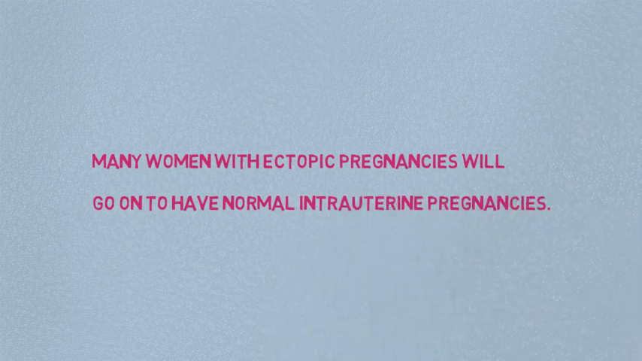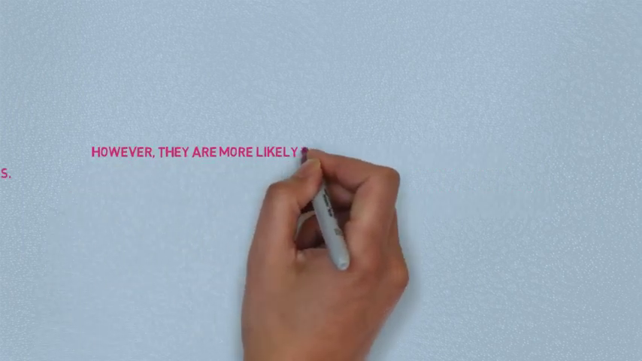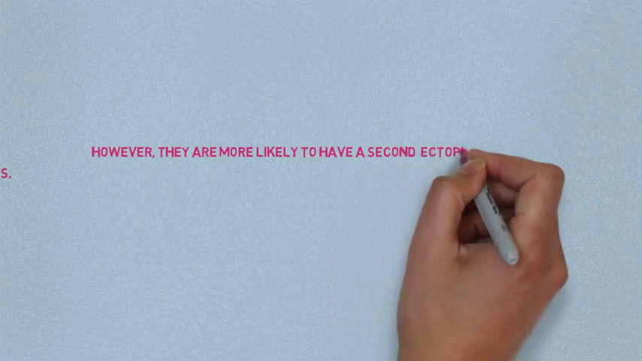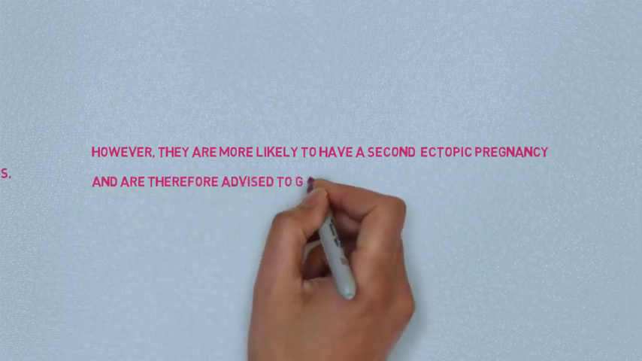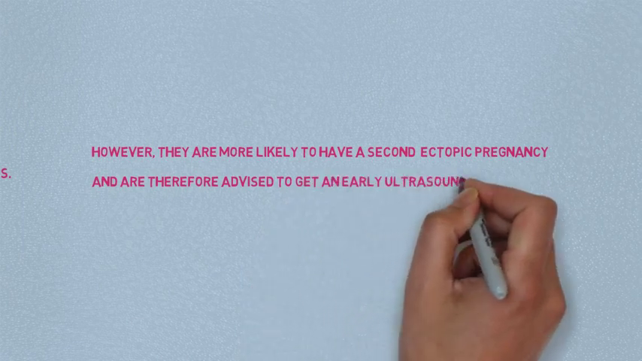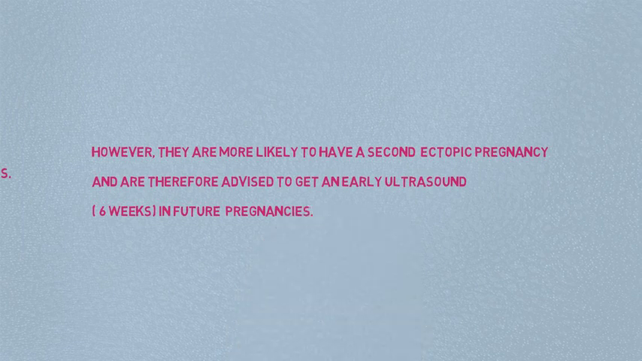It's important to reassure the women that they can go on to have normal intrauterine pregnancies. However, they are at risk of a second ectopic pregnancy, as having one ectopic pregnancy is a risk factor for having another one, and therefore advise them to get early ultrasound scans in future pregnancies.